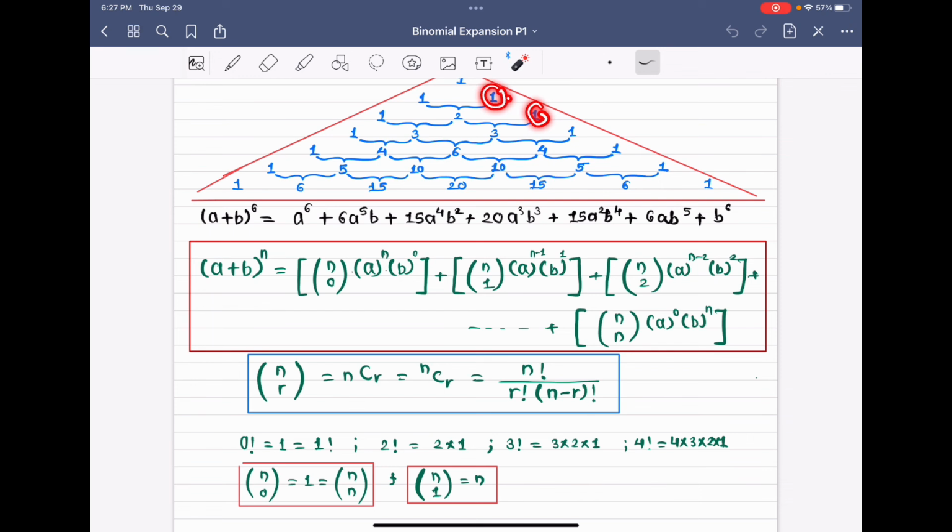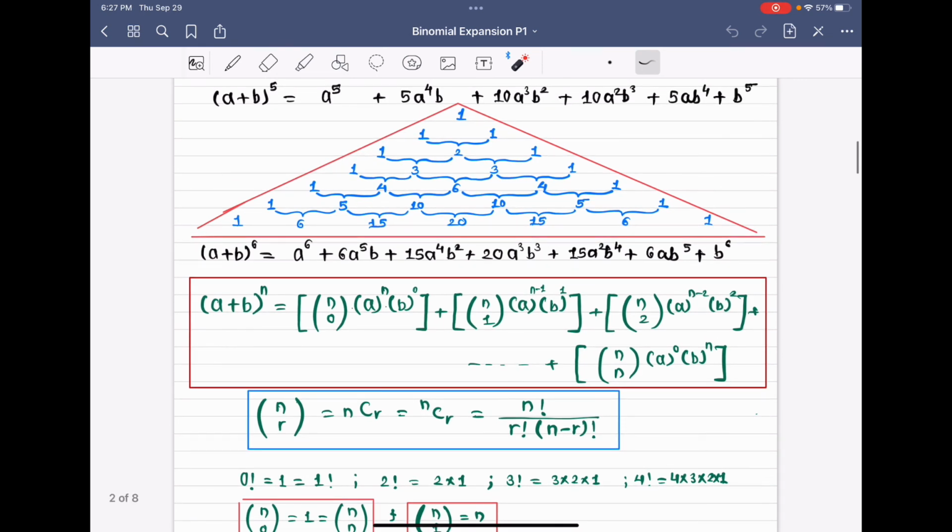Similarly, 1C1, 2C2, 3C3, 4C4, 5C5, 6C6. That means whatever is your n, if your r is also the same, then the answer is still equal to 1. You can use this formula, you will get the same answer.